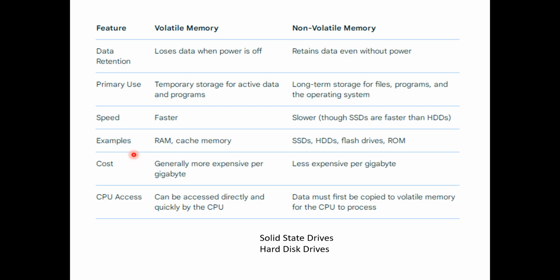Examples of volatile memory are RAM and cache memory. Non-volatile memory includes SSD, HDD, and flash drives. Cost-wise, volatile memory is expensive, and non-volatile memory is less expensive.